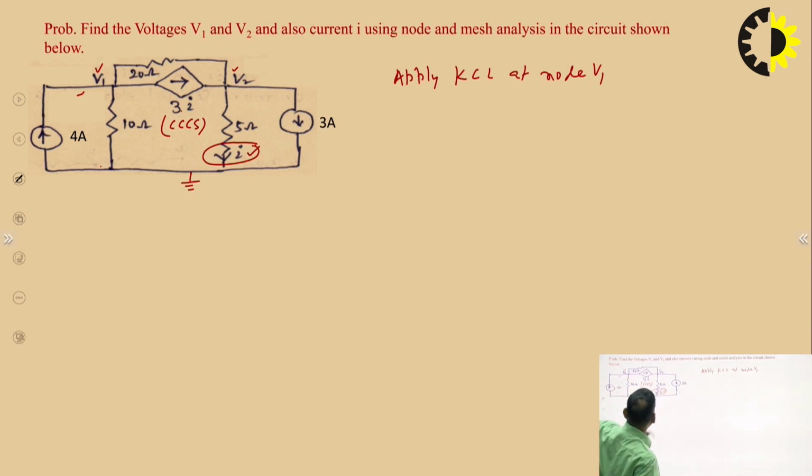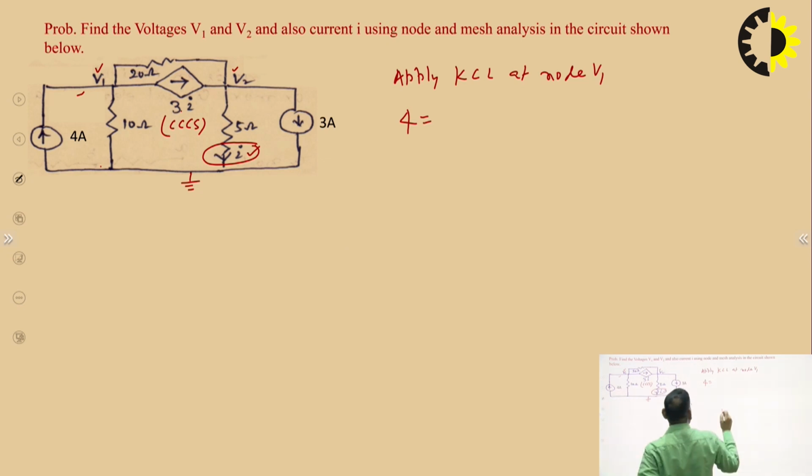So how many elements are there at V1? 4, so 4 current variables, and we can see that the 4 ampere current is approaching the node. What is Kirchhoff's current law? The algebraic sum of currents meeting at a node is 0. So incoming current is equal to outgoing current. Basically it works on the principle of conservation of charge.